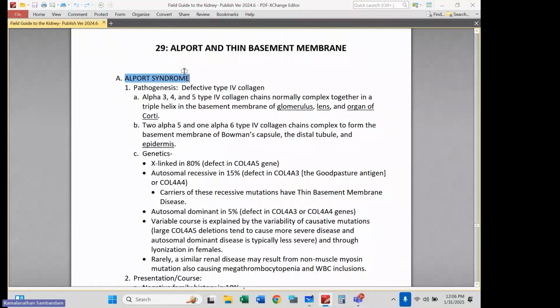We'll start with the discussion around Alport's syndrome, and let's say the classic version of it arising from a mutation in the COL4A5 gene. Okay. So Alport's syndrome is most commonly this X-linked form, arising from a mutation in the COL4A5 gene.